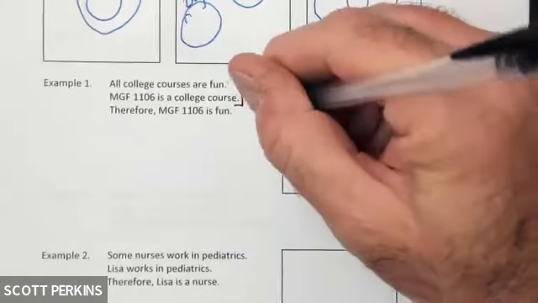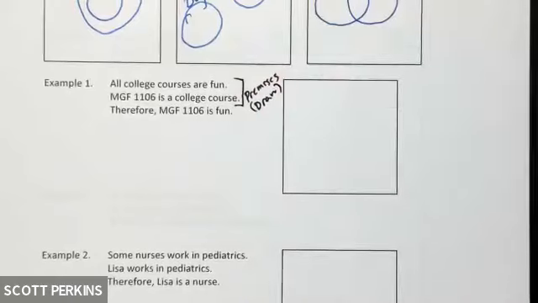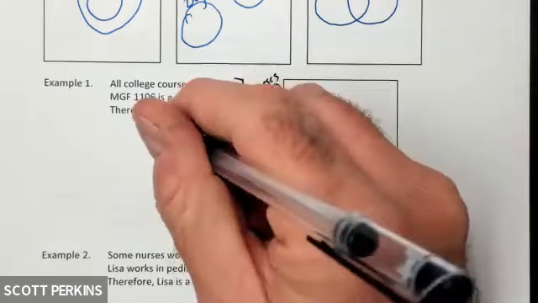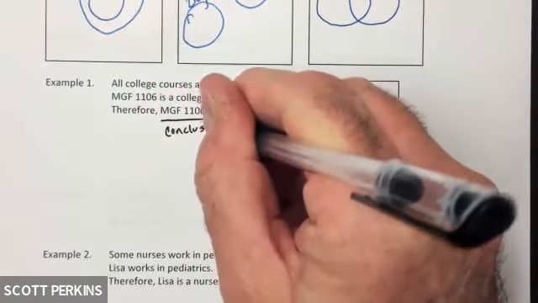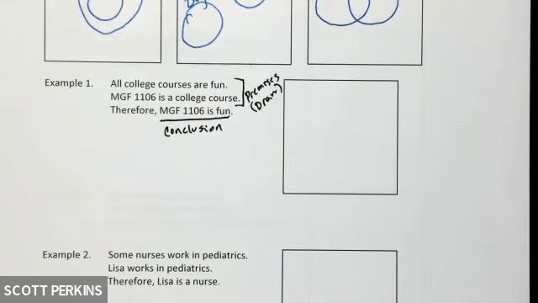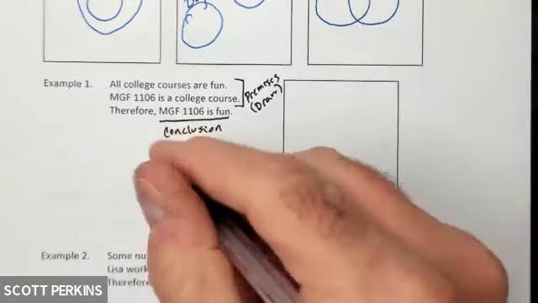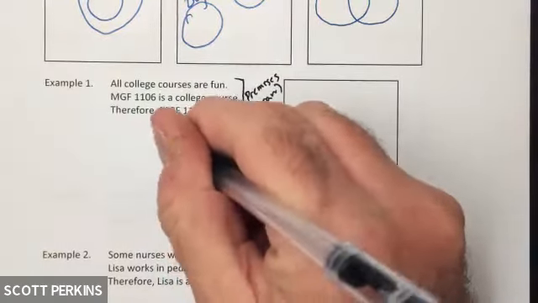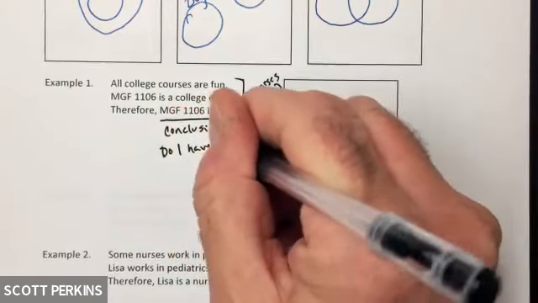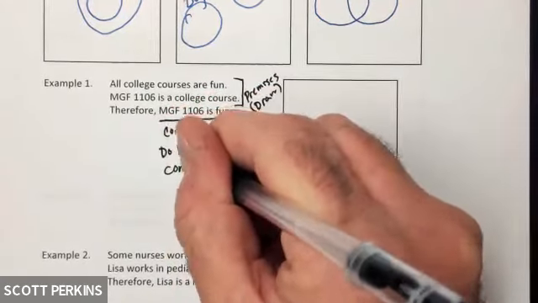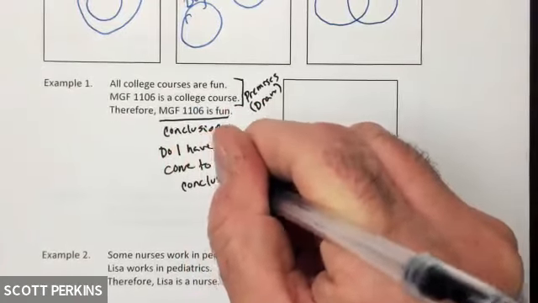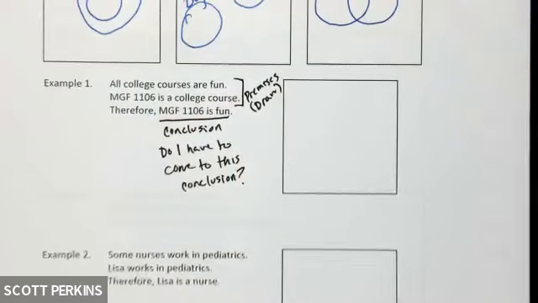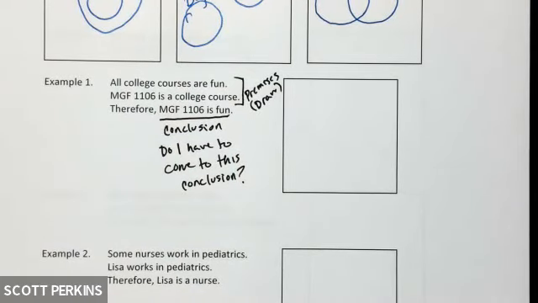That's what I'm going to draw, is my premises. And then this last thing, this is my conclusion. And what we're going to look at is, when I do my drawing of my premises, do I have to come to this conclusion? Is this the only conclusion that I can possibly make given the drawing of the premises that I have?